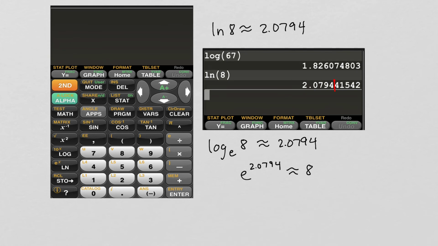Now the question is, what would you do if you were asked to find logarithm base 3 of 17? What would this be equal to? Well, we're in a little bit of a bind here because we don't have a logarithm base 3 on our calculator. We only have base 10 and base e. So how do we deal with a base such as this? Let's talk about that now.